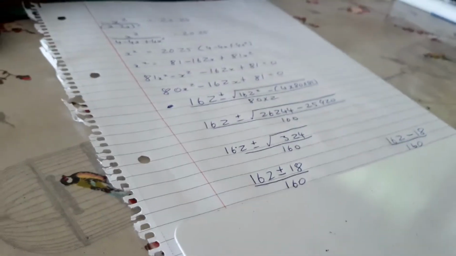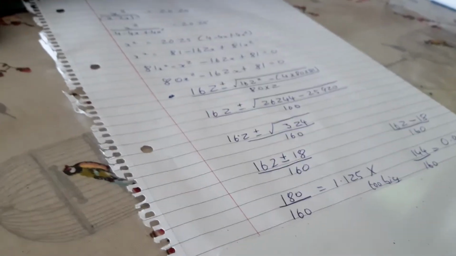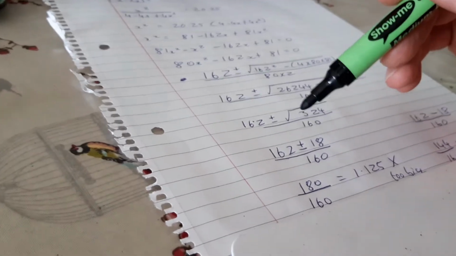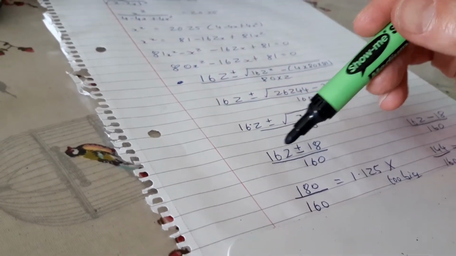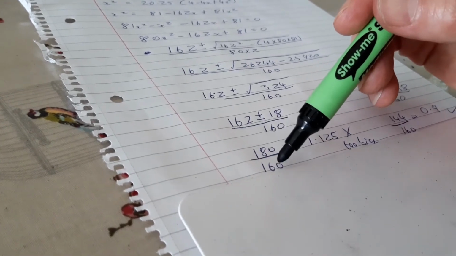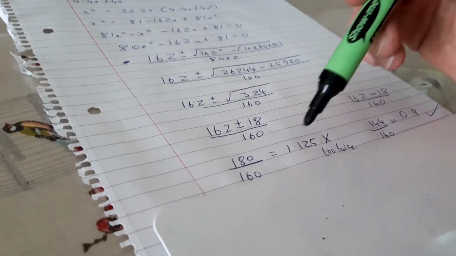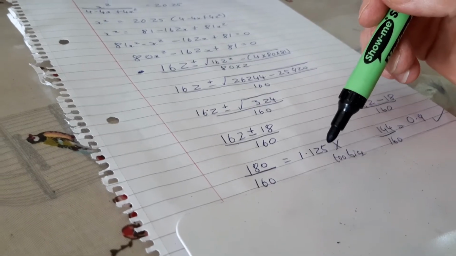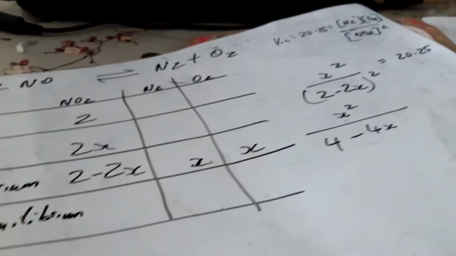Now, remember what we said. There are two options here, pluses and minuses. So I'm going to go with this one first. I'm going to add 18. So 162 plus 18 gives me 180 divided by 160. And that gives me 1.125, right? Now, 1.125 is too big.